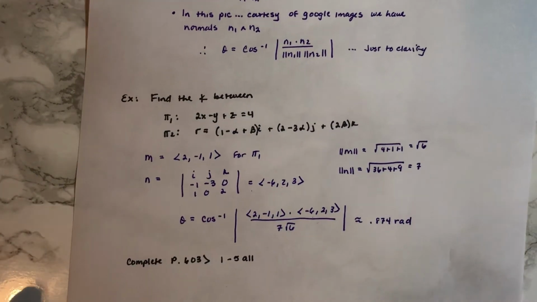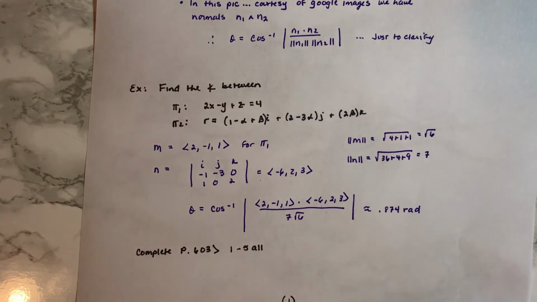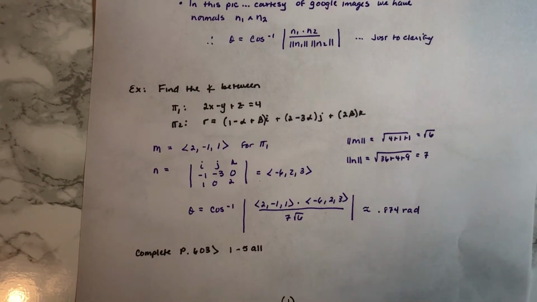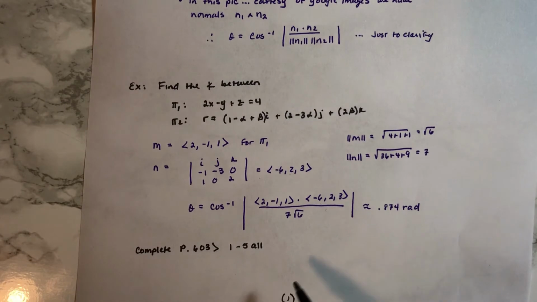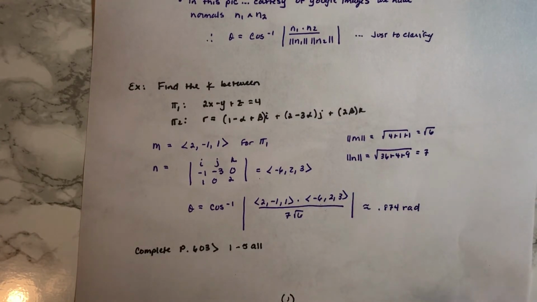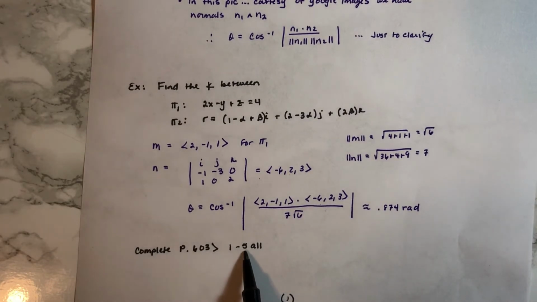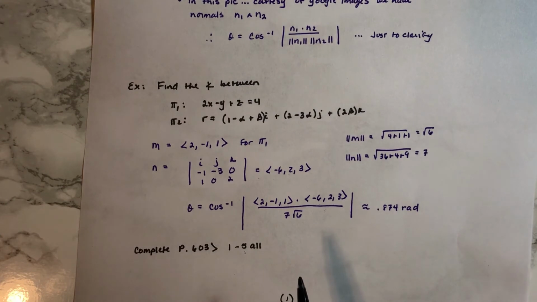So I assigned page 603, 1 through 5 all, so you can have a nice relaxing Friday. On some of these problems you're going to have to do a little bit more work because they're going to give you points, and you have to convert them into vectors, and then convert them into equations, and so on. But anyway, try those 5. 5's probably a little more challenging.